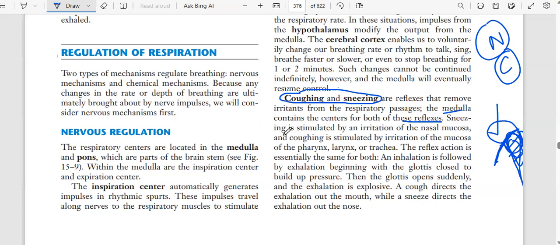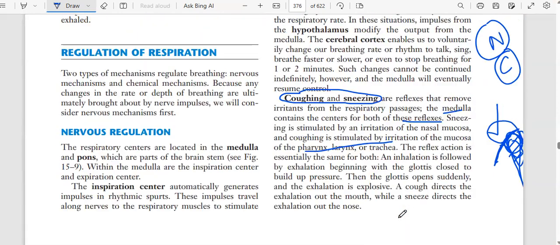Let's talk about how it happens. Sneezing is stimulated by irritation of the nasal mucosa, and cough is stimulated by irritation of the mucosa of the pharynx, larynx, or trachea. Sneezing comes due to the nasal mucosa. Cough comes due to the irritation of the trachea, larynx, pharynx, and respiratory system. The reflex action is essentially the same for both. Inhalation is followed by exhalation, bringing the glottis closed and building up pressure. Then the glottis opens suddenly, and the exhalation is explosive. A cough directs the exhalation out the mouth, while a sneeze directs the exhalation out the nose.